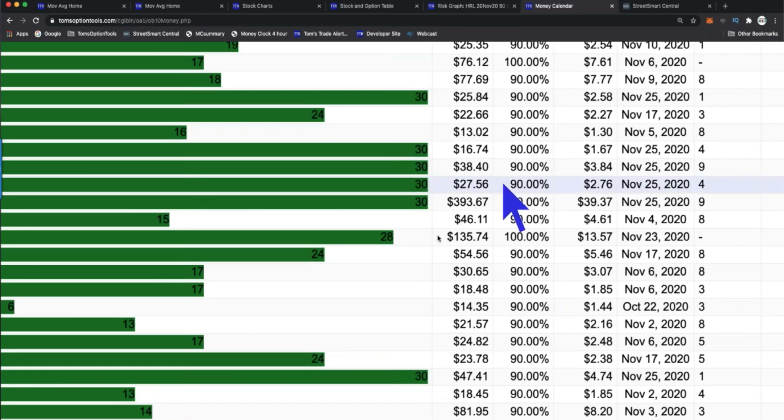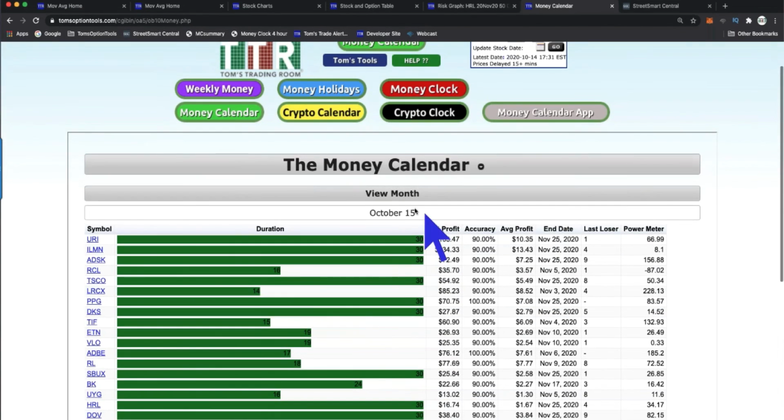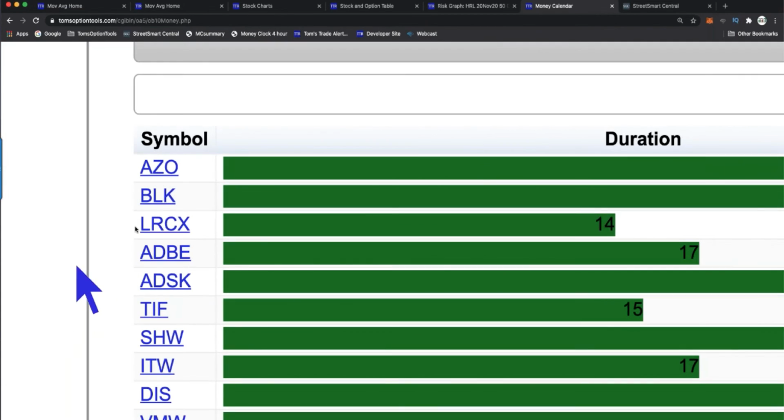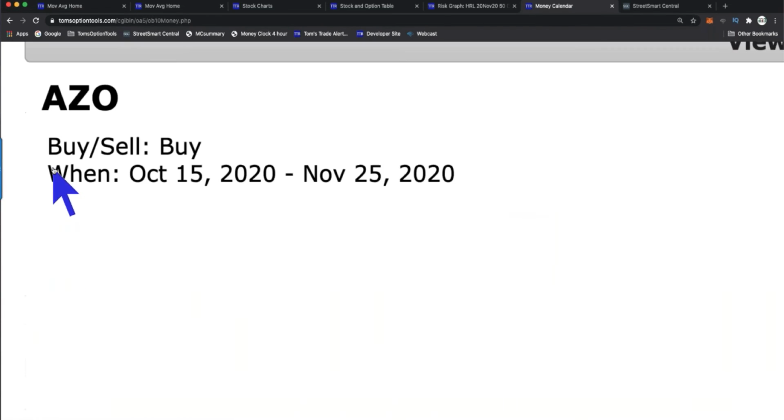Okay, so here's the 14th. Let's go look at the 15th. So I'm looking at the 15th. I'm going to sort this by what's trendiest right now. So what's trendiest is AutoZone. All right, Lam Research, Adobe, Autodesk. These are the trendy things right now. Let's look at AutoZone for a moment.